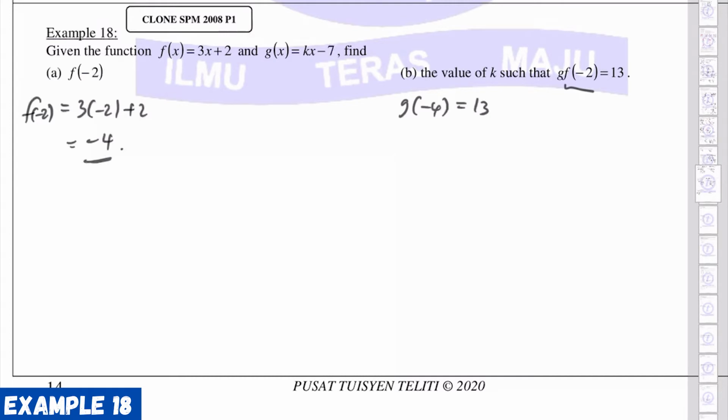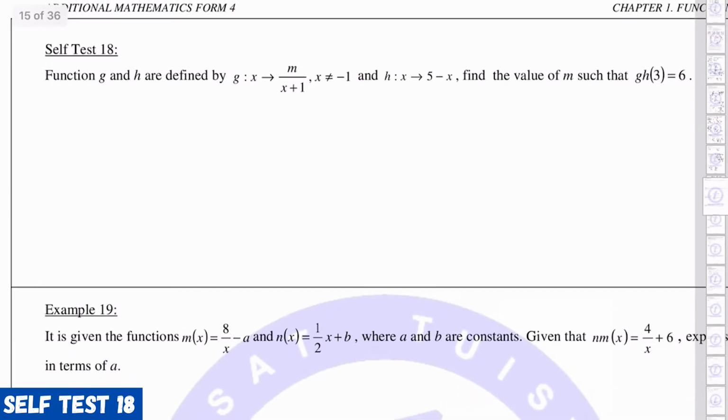Okay, now look at this. Your g(x) is kx minus 7. g(-4) is k(-4) minus 7. The result is 13. So if I transfer over, -4k is now 20. k is now -5.